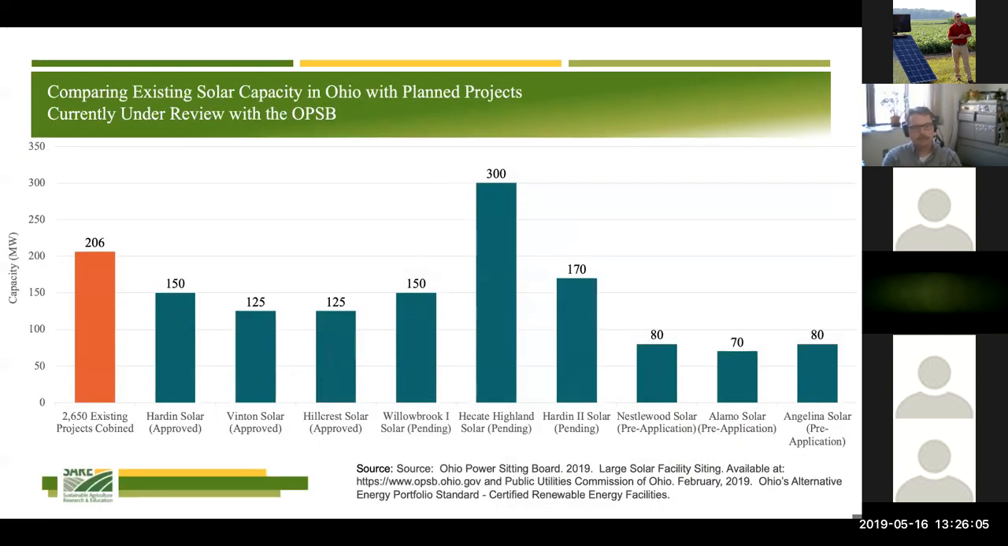Now, I want to give you a little context here. Think about the scale of this. This chart is showing the nameplate capacity in blue for each of those 9 projects, compared to the combined nameplate capacity of the 2,650 projects that are currently in operation in Ohio. So what this is telling us is we have a lot of projects that are built, but they're very small, most likely behind-the-meter distributed systems. But we have one project that, if it's built, will be larger than the nameplate capacity of all the systems currently in operation in Ohio.